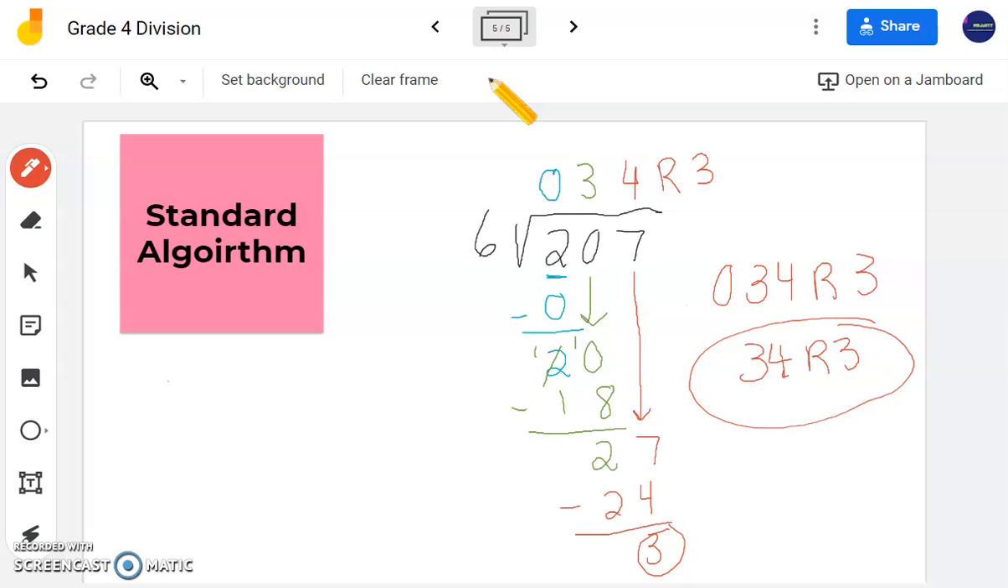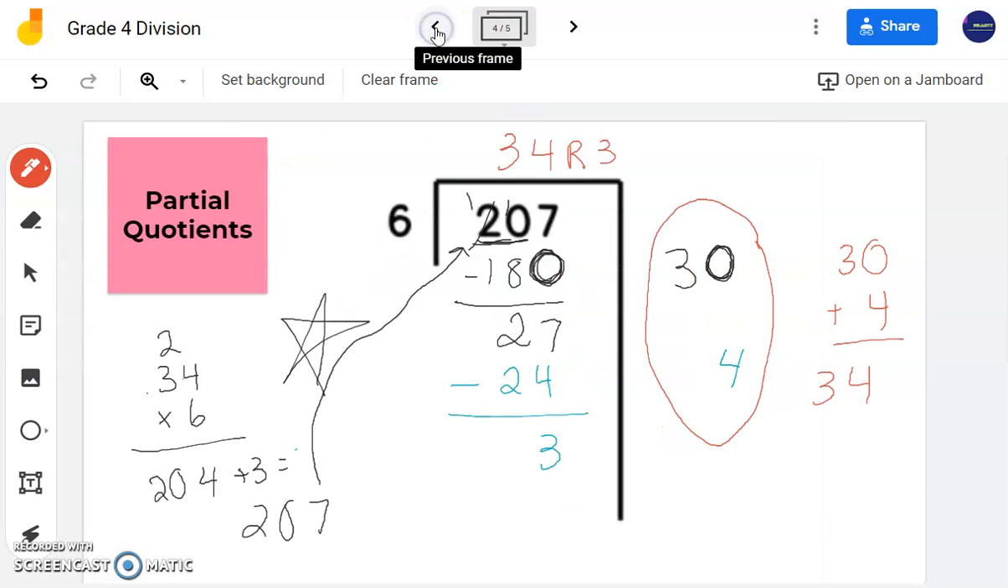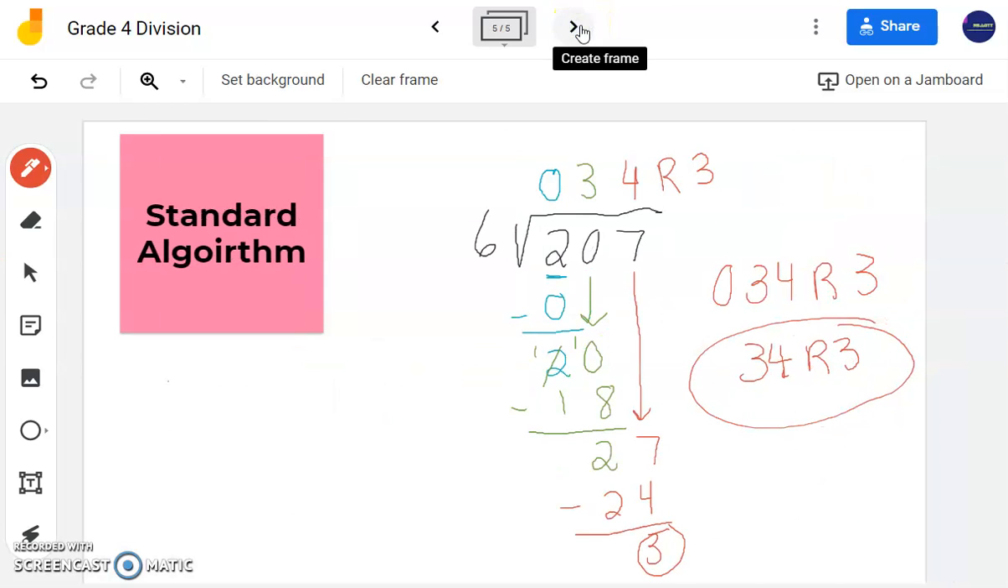Now, for the activities this week, I really want you to try partial quotients and really master partial quotients. And then next week, we're going to work on really mastering the standard algorithm, which I truly believe with practice, you will all be able to do. So as always, you can refer back to this video at any time to help you with any activities regarding division.